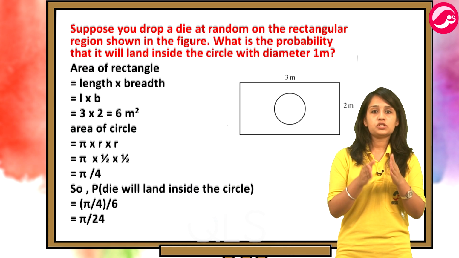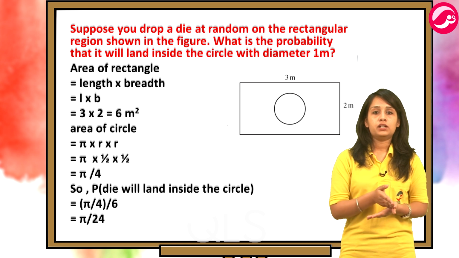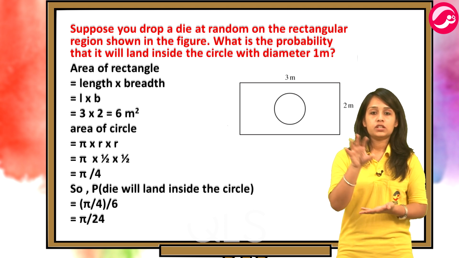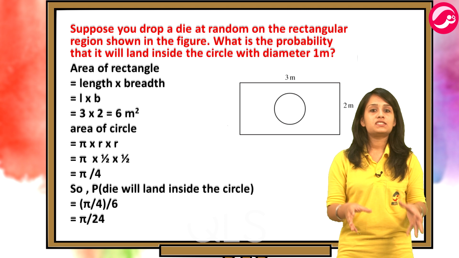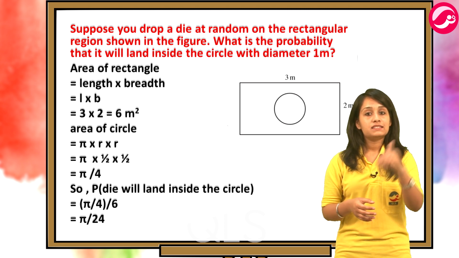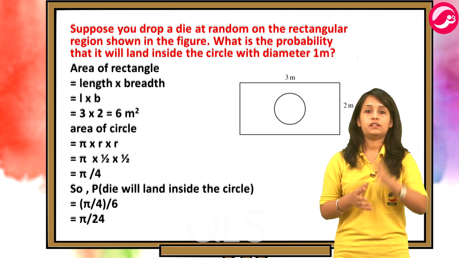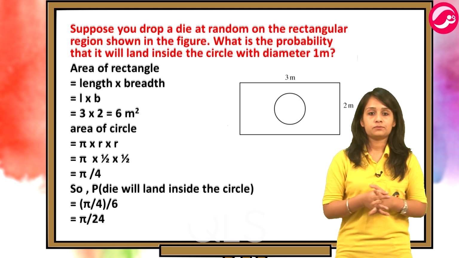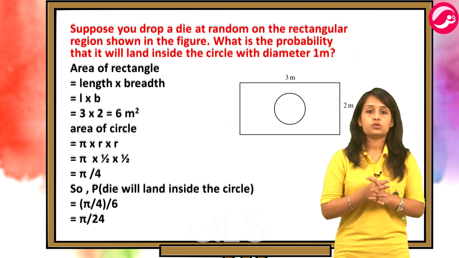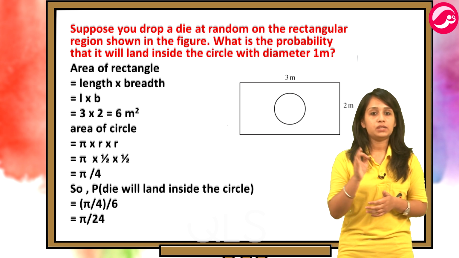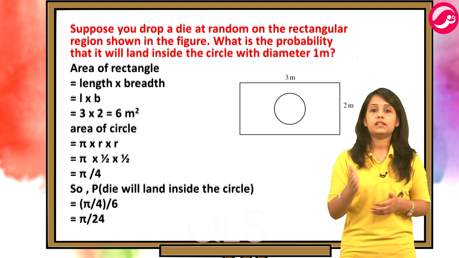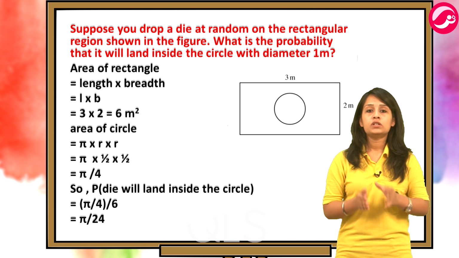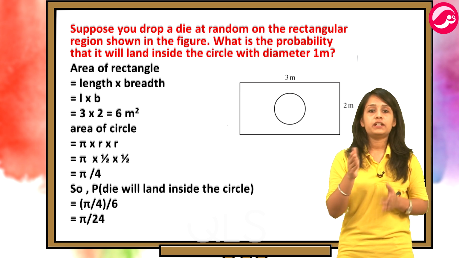Now we have a different kind of problem. Suppose you drop a dice at random on the rectangular region given in the figure. What is the probability that it will land inside the circle with diameter 1 meter? Now as we know that area of rectangle is length into breadth, that is L into B. So here हमें given है length is 3 meters and breadth is 2 meters. So 3 into 2, 6 meter square is the area of the rectangle.